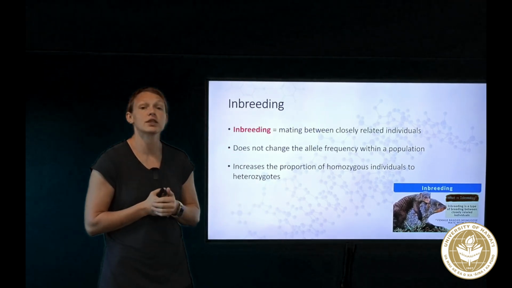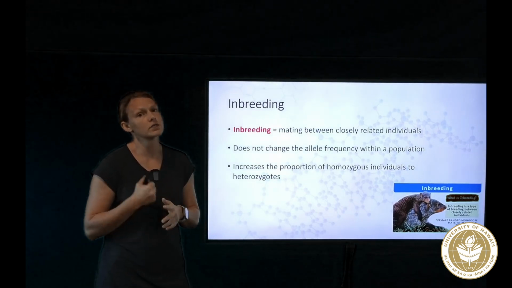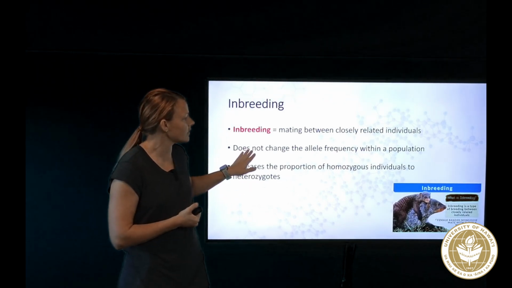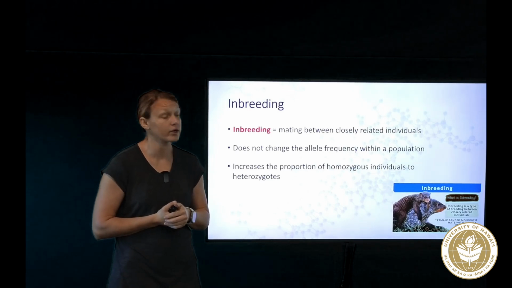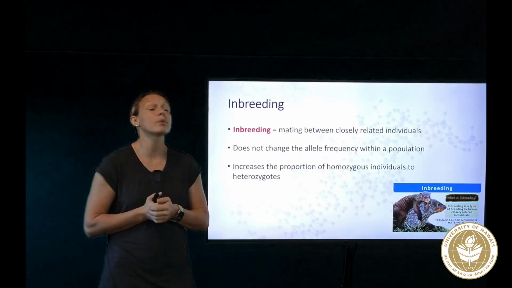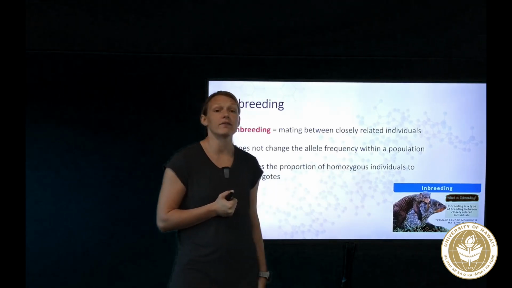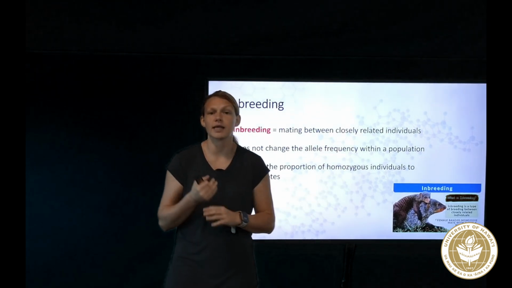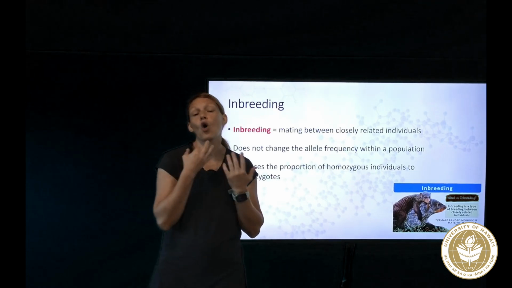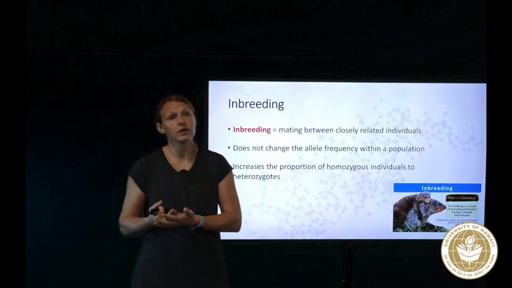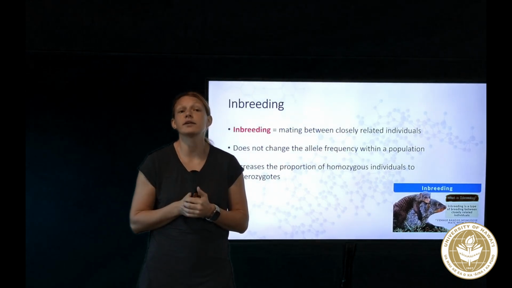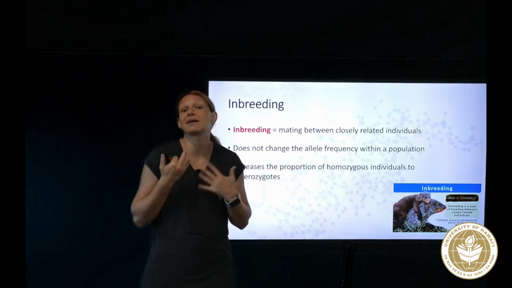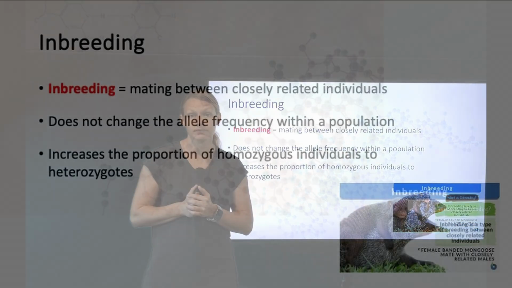This does not change the allele frequency within the population. So we talked about genetic drift and how we see that decrease in the genetic diversity. We don't see really a change in allele frequency here with inbreeding, but it does increase the proportion of homozygous individuals to the heterozygotes. So remember, homozygous individuals are those that have the same alleles, either the homozygous dominant or homozygous recessive. So what we're doing is we're passing down the same alleles, so the odds of having heterozygotes that have one of each allele are much slimmer, and we're much less likely to have heterozygotes.